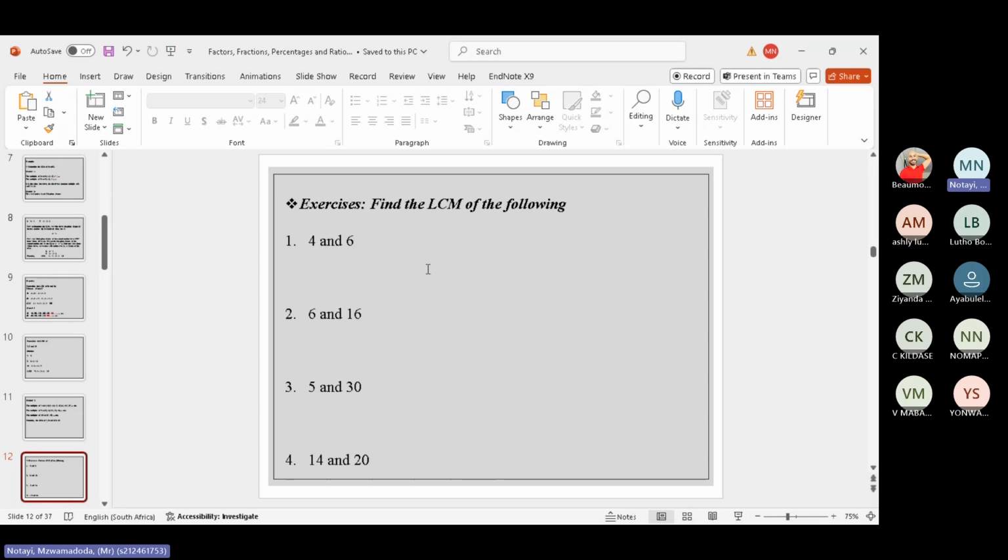Okay, an exercise for you guys. Find the LCM of the following: 4 and 8, 6 and 16, 5 and 30, and 14 and 20.